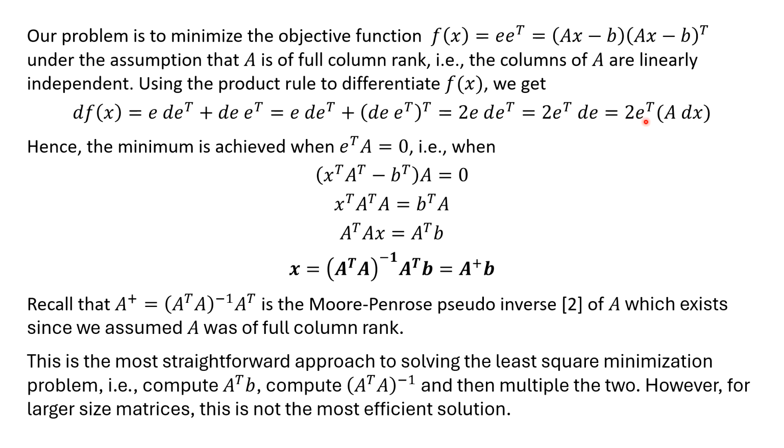So it's when 2E transpose A equals 0, or we can divide the 2 out. And so we have this here. Then E transpose is the transpose of this, so it's X transpose A transpose minus B transpose. Remember, the transpose of a product is the product of the transpose. That's why we got this here. And then we have this. We take it to the other side. We're almost done. Then we multiply both sides by the inverse of A transpose A, and we get this here. And so this is our solution.